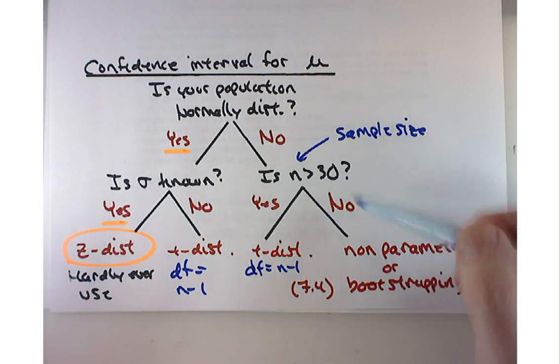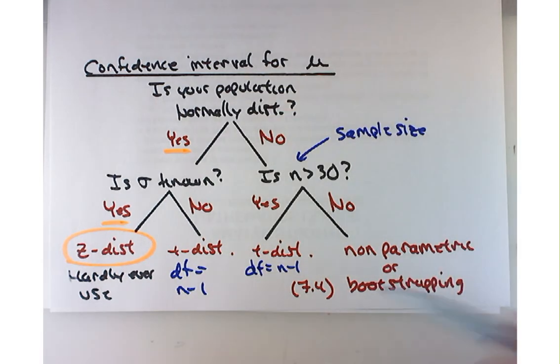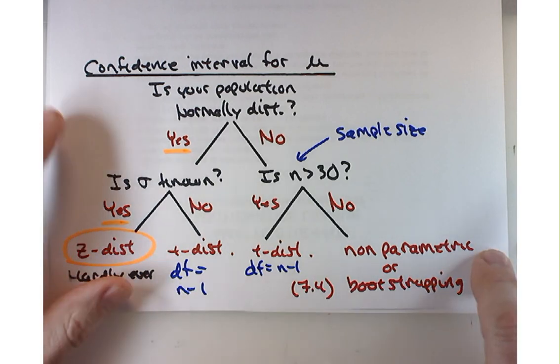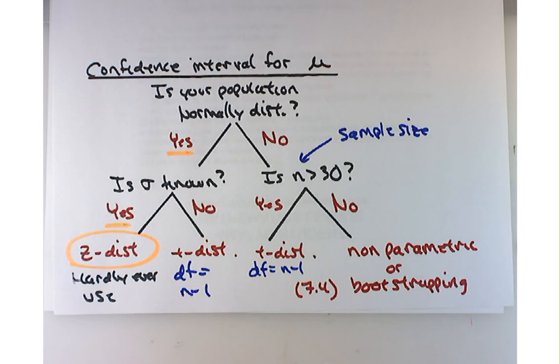And well, if you answer no and no, you're kind of stuck. Now you're going to be stuck doing a non-parametric method. That's going to be discussed at the very end of the course. Bootstrapping will be this Wednesday. But that's where we're at. We have to figure those things out.